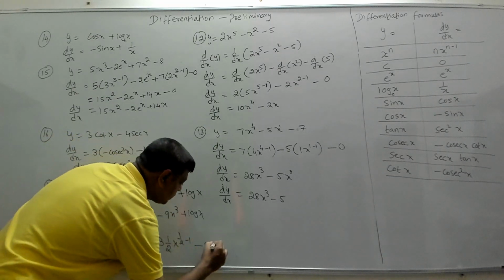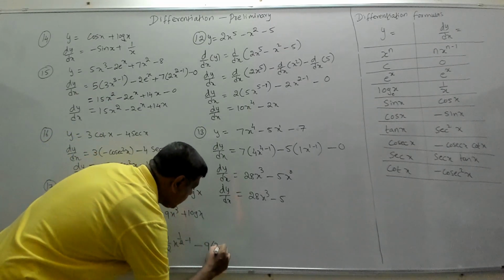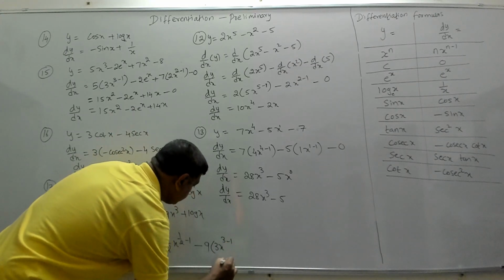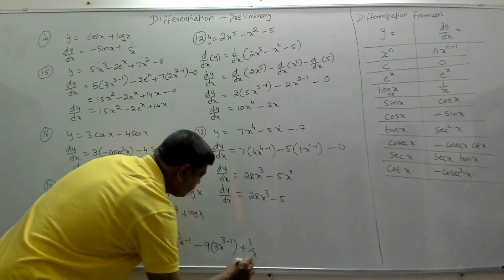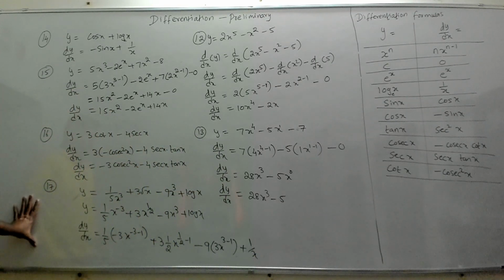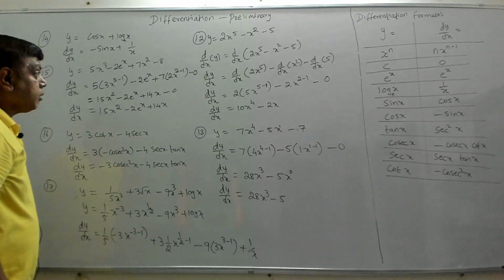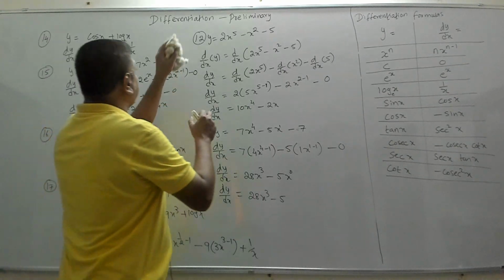X cube differentiation is n x power n minus 1. Plus, now differentiation of log x is 1 by x. So every term we have differentiated. Now what this will become, let me erase this here.